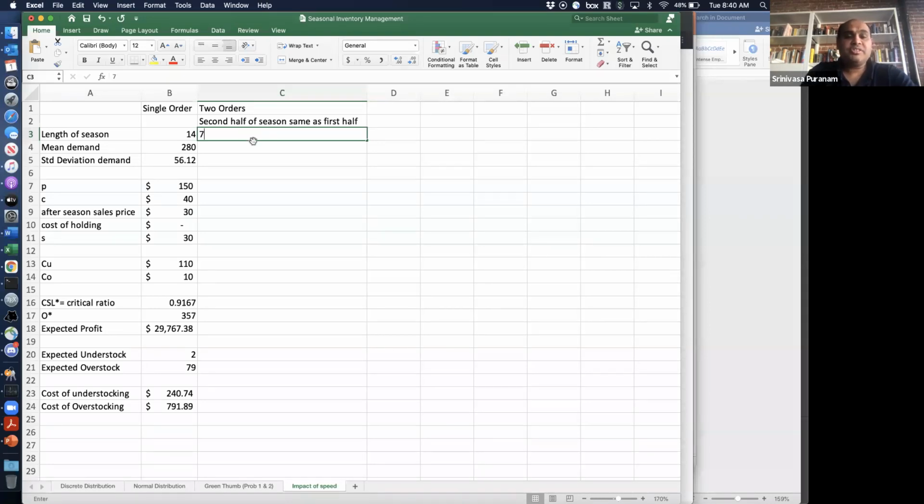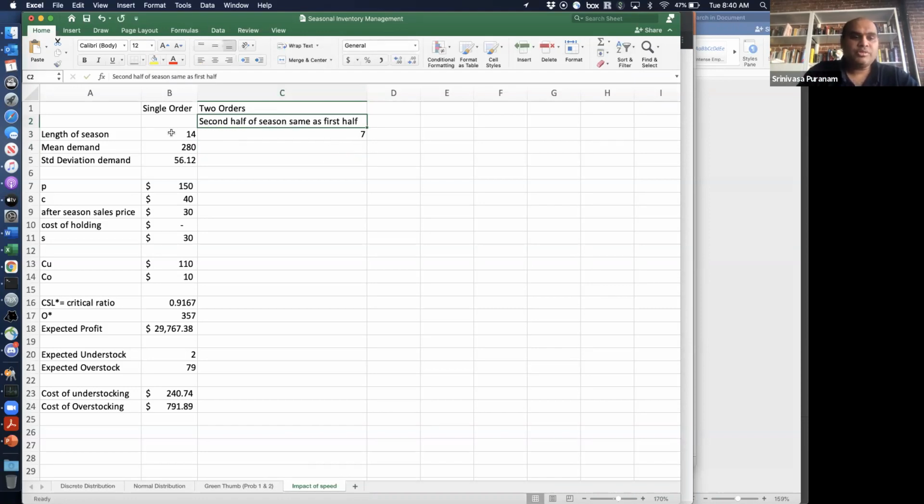So now the length of the season is just 7. So second half of the season is the same as the first half, or no improvement in forecast accuracy. Either way is fine. So let me say no. I'm going to leave it as it was.